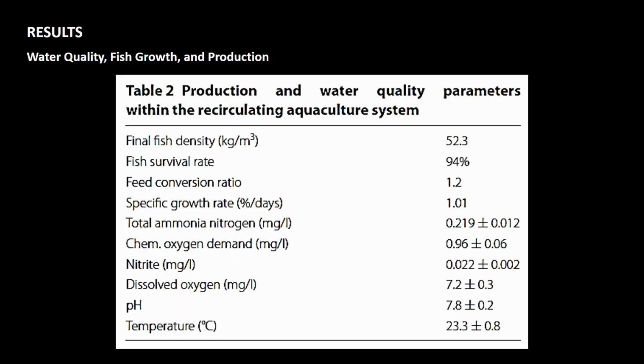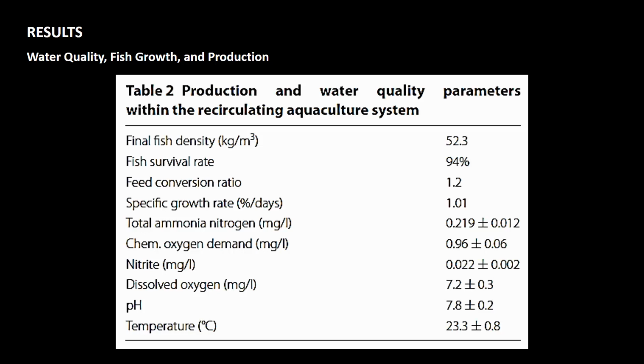Let's proceed. We now go to water quality, fish growth, and production. This table shows various mean values for water quality, fish growth, and production. Again, you can pause to have a thorough look. These results show that the series of biofilters metabolized ammonia effectively, as the nitrite and total ammonia nitrogen stayed at these low concentrations here.